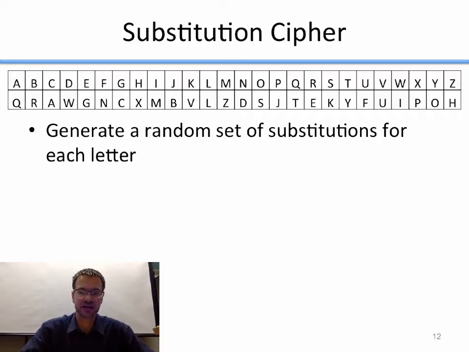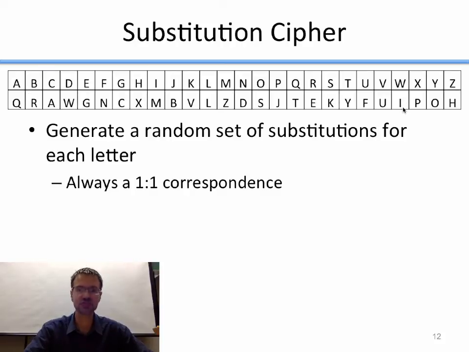Now, I've generated a random set of substitutions for each letter, and I want to make it very clear that each letter in this bottom row is used only once. So there's a one-to-one correspondence. A always encrypts to Q, and Q always decrypts to A. Q only occurs once in this list. If it occurred twice, then I wouldn't be able to either decrypt or encrypt properly. That would be bad.